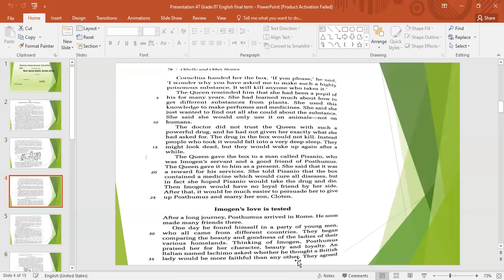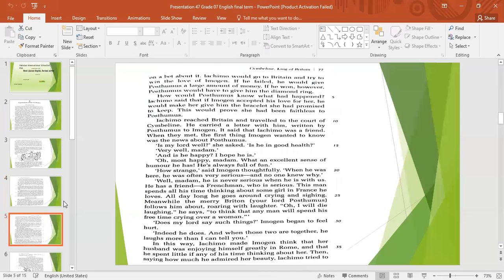Iachimo asked whether he thought a British lady would be more faithful than any other. They agreed on a bet about it. Iachimo would go to Britain and try to win the love of Imogen. If he failed, he would give Posthumus a large amount of money. If he won, however, Posthumus would have to give him the diamond ring. How would Posthumus know what had happened? Iachimo said that if Imogen accepted his love for her, he would make her give him the bracelet she had promised to keep. This would prove she had been faithless to Posthumus.